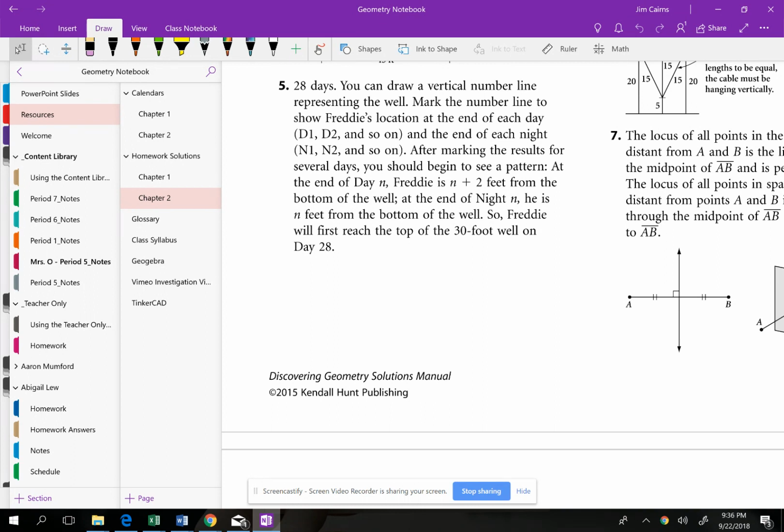Mark the number line to show Freddie's location at the end of each day, D1, D2, and so on, and the end of each night, N1, N2, and so on. After marking the results for several days, you should begin to see a pattern. At the end of day N, Freddie is N plus 2 feet from the bottom of the well. At the end of night N, he is N feet from the bottom of the well. So Freddie will reach the top of the 30-foot well on day 28.